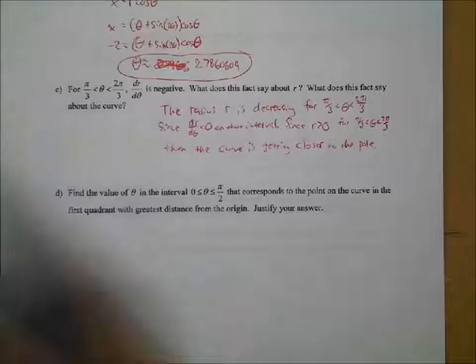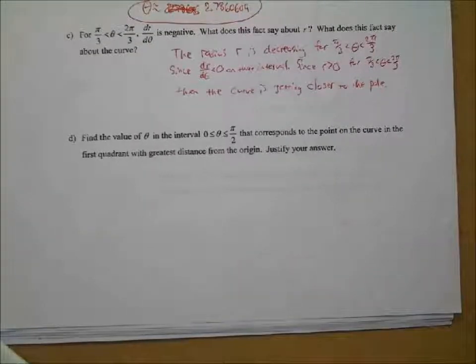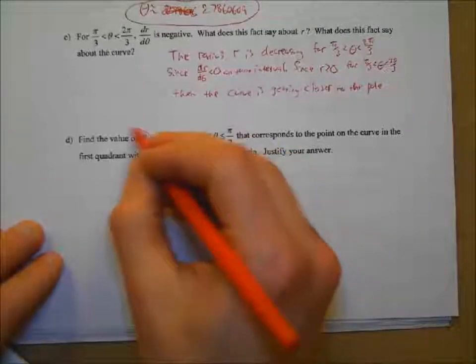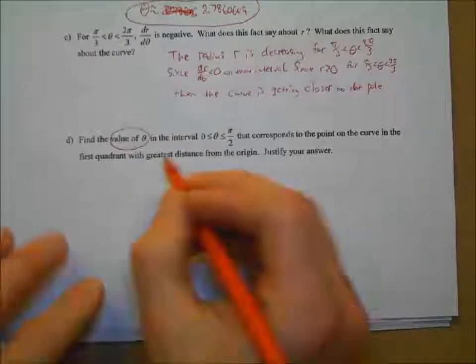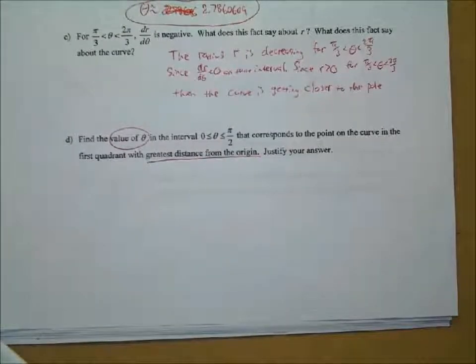All right, last one here. Find the value of theta in the interval from 0 less than or equal to theta less than or equal to pi over 2 that corresponds to the point on the curve in the first quadrant with greatest distance from the origin. So first of all, we're looking for a value of theta, so we're looking for an angle, and that results in the greatest distance from the origin. Okay, so greatest distance, that is what kind of, Gabe, you have a question?